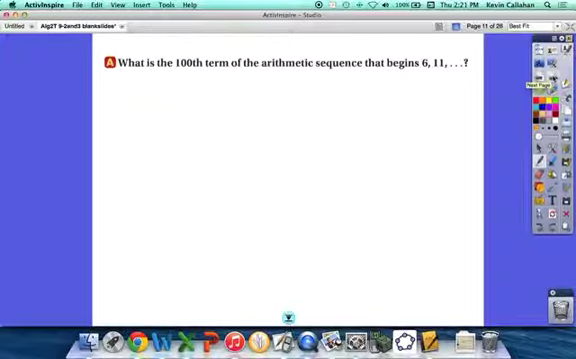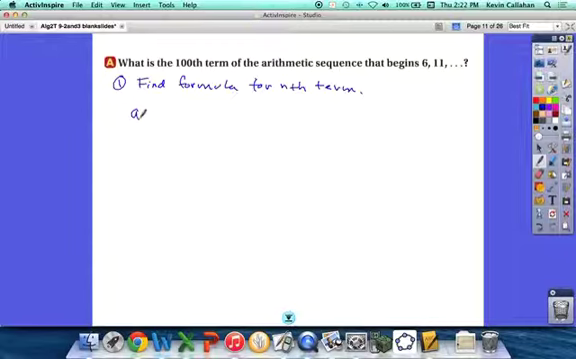So what is the 100th term of an arithmetic sequence that begins with 6, 11? I'll say first that this one does not say this, but most of the time, these kinds of questions say, find the formula for the nth term, and then find the 100th term. This one doesn't really say that, but I'm going to do that first. First, find the formula for the nth term.